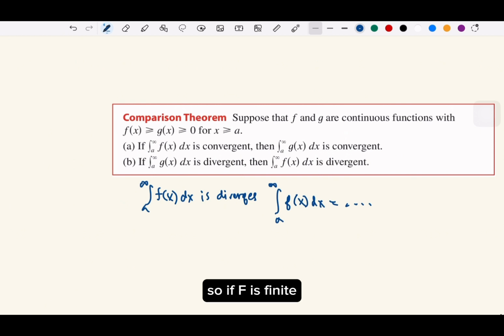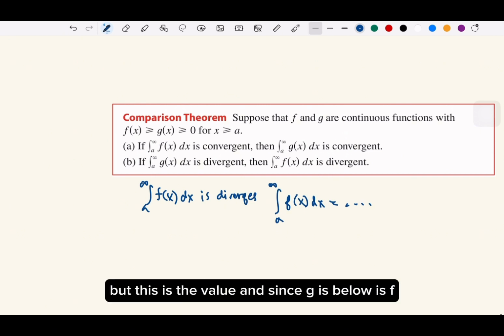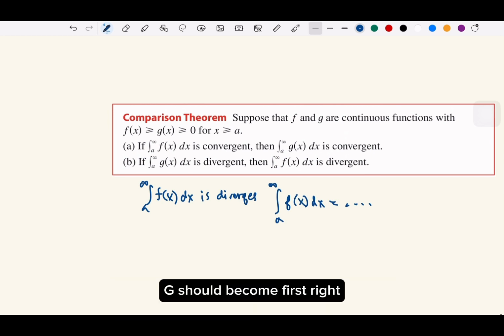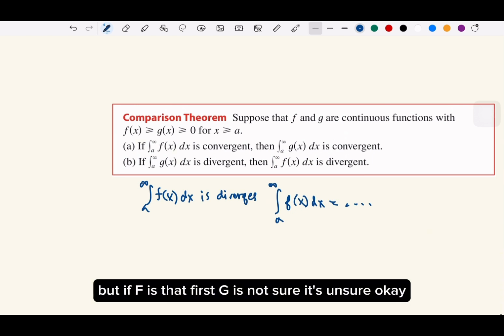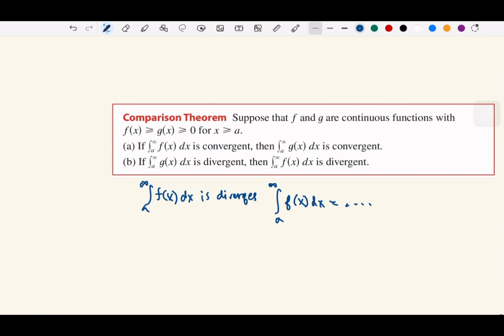So if f is finite, right, this is the value, and since g is below f, g should be convergent, right? Okay, easy. The second one, f is greater than g. If g diverges, then f, which is above, should diverge. Okay, but if f diverges, g is not sure. Okay? It's unsure.